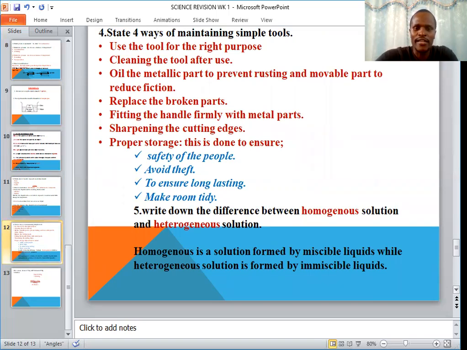Number 5, write down the differences between homogeneous solution and heterogeneous solution. Now we say that homogeneous, homo means uniform, okay? So homogeneous is a solution formed by miscible liquids. For example, you have water and you have spirit. When you mix these 2 liquids, they are going to mix. Therefore, the solution formed when you mix these miscible liquids, we call it homogeneous. While heterogeneous is a solution formed by immiscible liquids. For example, take paraffin and water, put them together. These 2 liquids will never mix. They are going to form 2 layers. Therefore, we call it a heterogeneous solution.